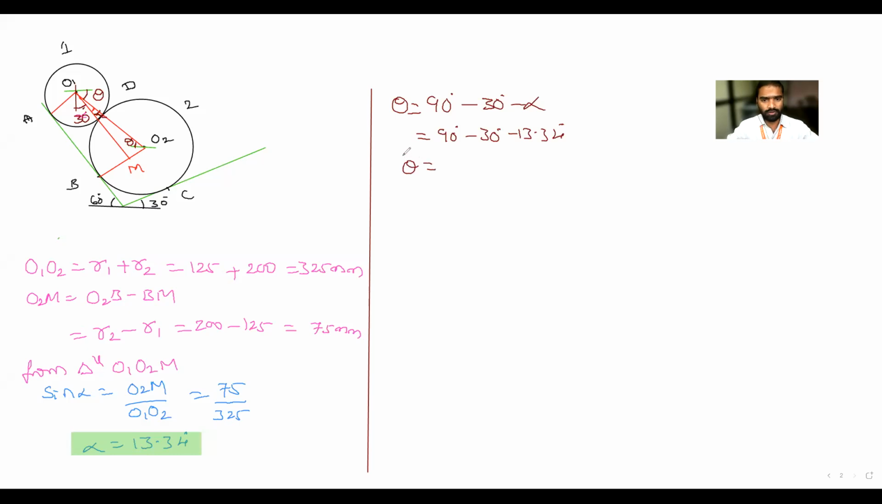Once you find theta, 50% of the work will be done. It is 46.66 degrees. Now tell me, is there any doubt in finding the value of theta? Does everyone understand how this 30 came? The angle made by the plane is equal to the angle made by the vertical. From this side it is 30 degrees, from the other side it is 60. Total is 90. Subtracting 30 and then alpha from 90, we get theta.